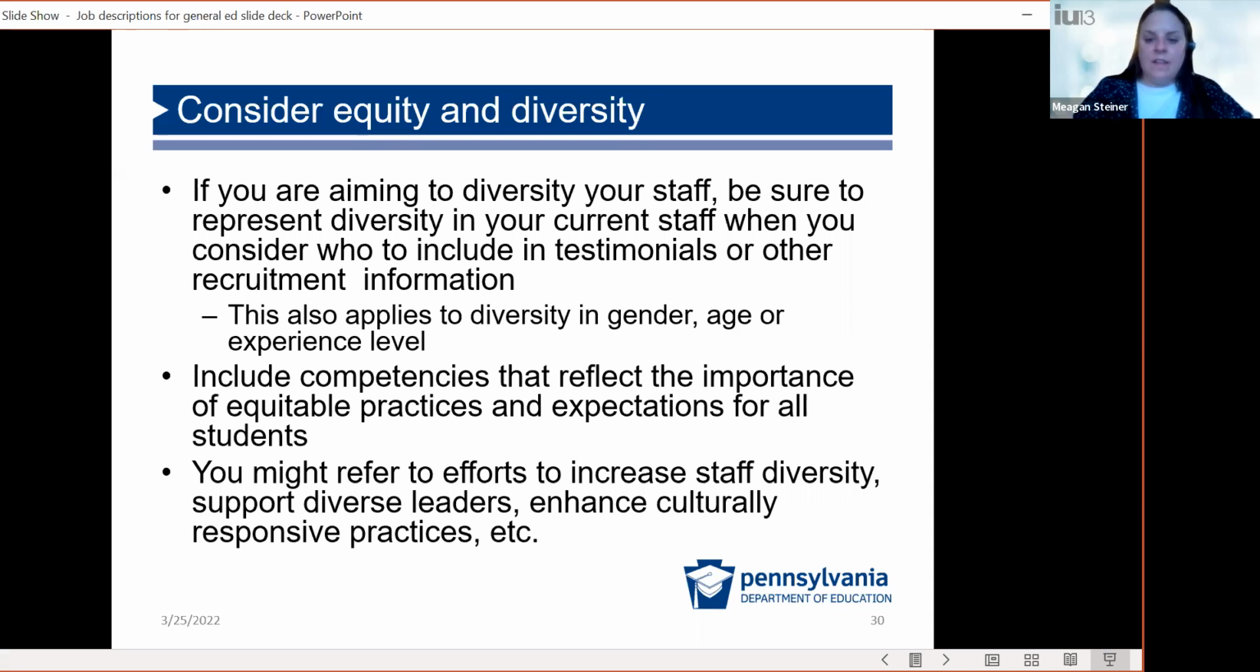Include competencies you're looking for in your staff that reflect the importance of equitable practices and expectations for all. And you can also refer to any efforts to increase staff diversity, support diverse learners, enhance culturally responsive practices, et cetera, that are going on in your schools.